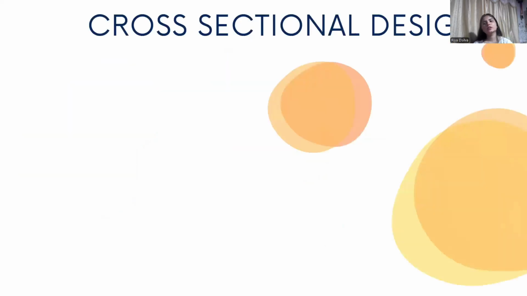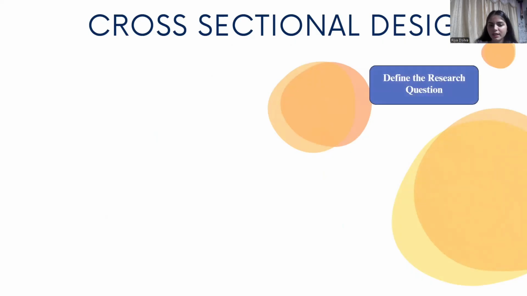Next, we talk about the cross-sectional design, the step by step research. Cross-sectional design is a step by step process researchers use to plan and carry out this type of study. Firstly, design the research question. Start by deciding what you want to learn. For example, is there a link between exercise and health in adults?